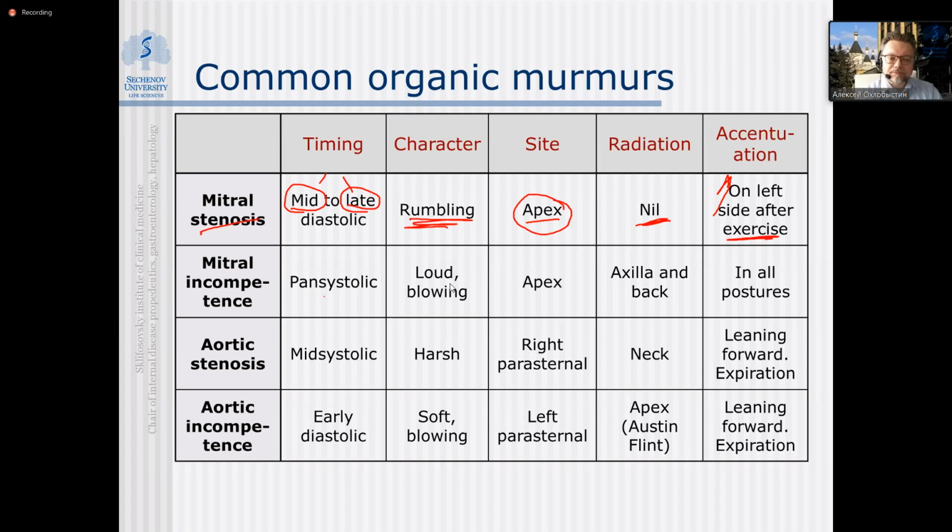Mitral competence. Pansystolic murmur during the whole systole, loud but blowing, soft quality. Location apex. Radiation, as we decided, will be slightly laterally and upwards, and it will be audible in all postures, but maybe slightly better at the left lateral position. Aortic stenosis, mostly a mid-systolic murmur. Well, formally it will occupy the whole systole, but the maximum will be in the middle. Harsh quality, location in the second right interspace. Sometimes it may go down, and the most important, the radiation will be to the neck, blood vessels, to subclavian arteries, and other great arteries.